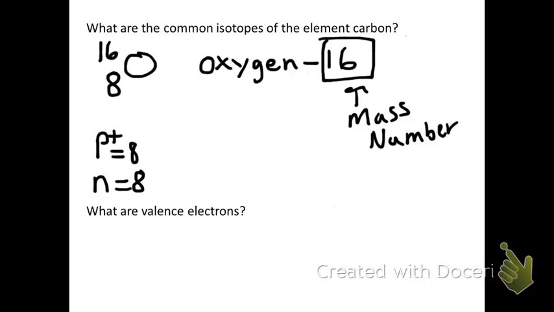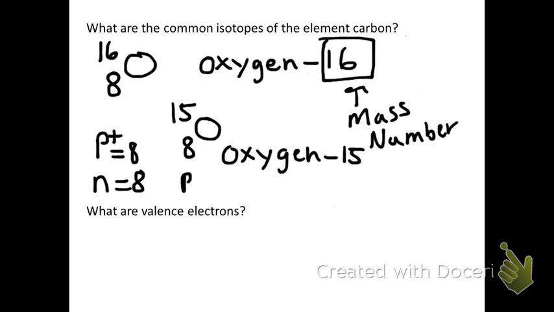Alright, what's another isotope of oxygen? Well, oxygen 15. Atomic number of 8 because it is oxygen. 15 is the mass number. And we can write it out as oxygen dash 15, which would have 8 protons and 7 neutrons. Alright, so there's some other ways to represent isotopes. So put those in your notes there.